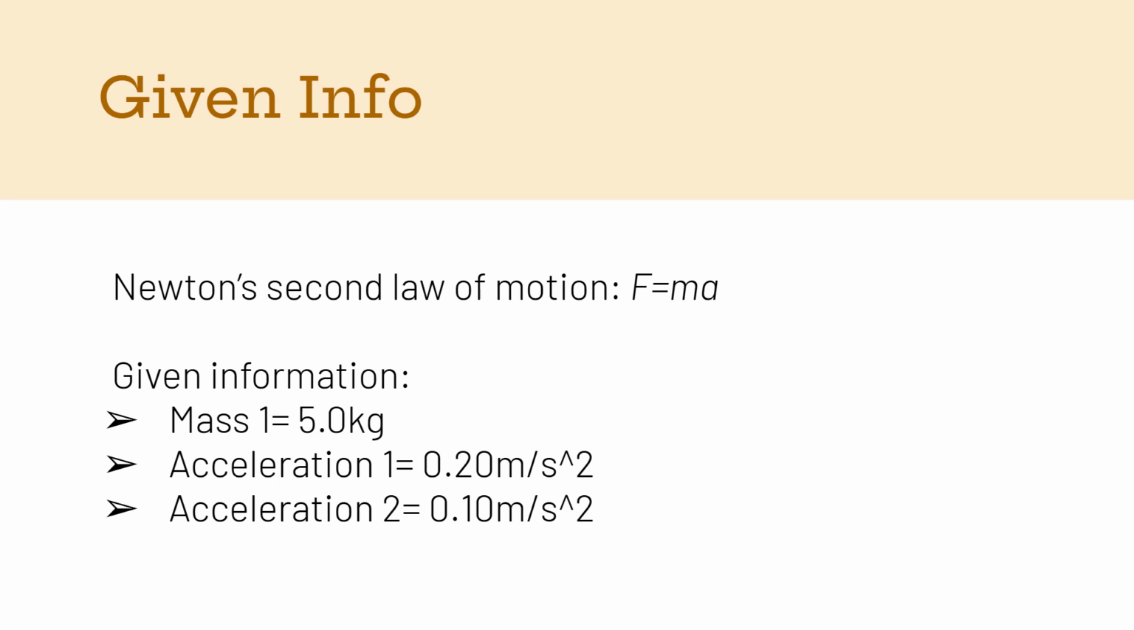So just to go over the given information again, we have the mass of the first block, which is 5 kilograms, the acceleration of the first block, which is 0.20 meters per second squared, and the acceleration of the second block, which is 0.10 meters per second squared.